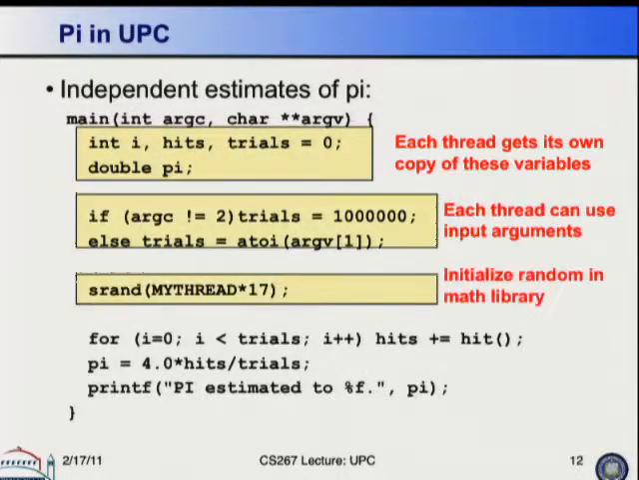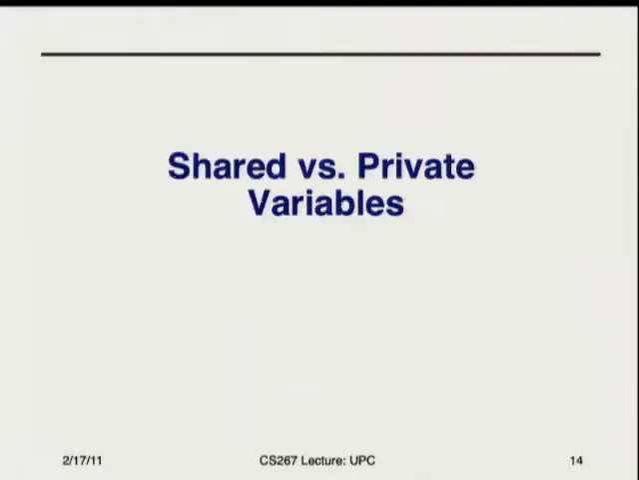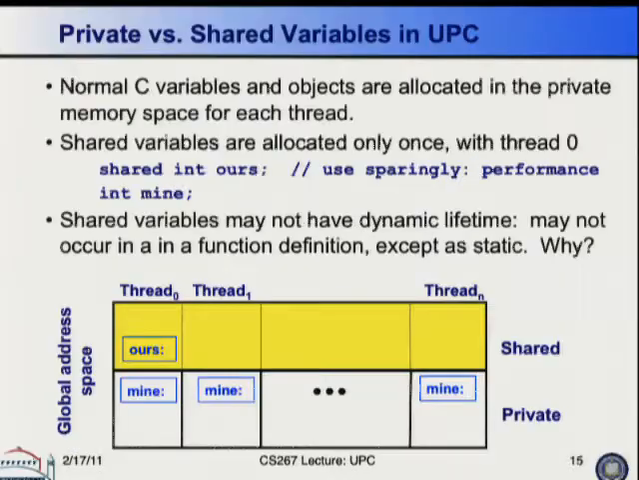Okay, so there's the helper code in case you wanted to see it. There's a little bit of stuff you do have to include, upc.h, for example, at the top of the file, and the math header to get the random number generator and so on. And then there's just the thing that's calculating x squared plus y squared, checking to see whether it's inside the circle. Okay, so not a particularly interesting parallel program yet.